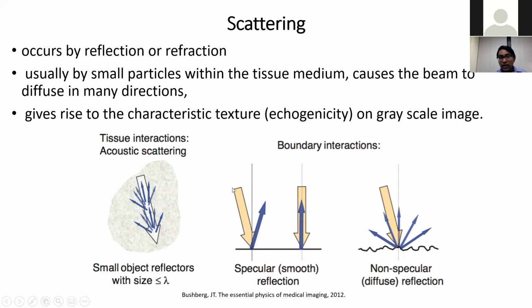For example, if the interaction is specular, it means that you're sending a beam in, and it's acting like a mirror, basically sending all the reflected beam in one single direction. That's called a specular reflection. Whereas if you have a surface where the incident beam is coming in and is being spread throughout when it's being reflected, it's called a diffused reflection. So the scattering determines how we view an object inside the body. And it's dependent on a lot of different factors and what characteristic texture it will create on the grayscale image.